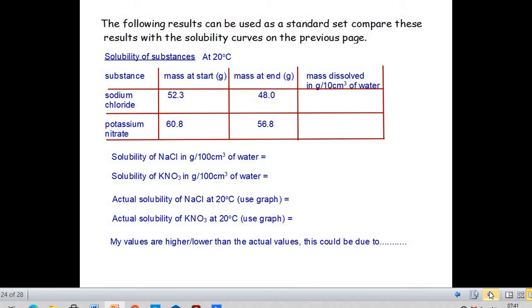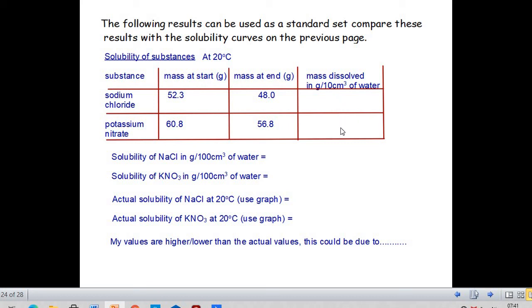You've got this then in your book. I'm going to give you some results. The following results can be used as a standard set. Compare these results with the solubility curves on the previous page. So I want you to work out how much sodium chloride and potassium nitrate is dissolved in 10 centimetre cubed of water, like we've just done. And you write that in there.